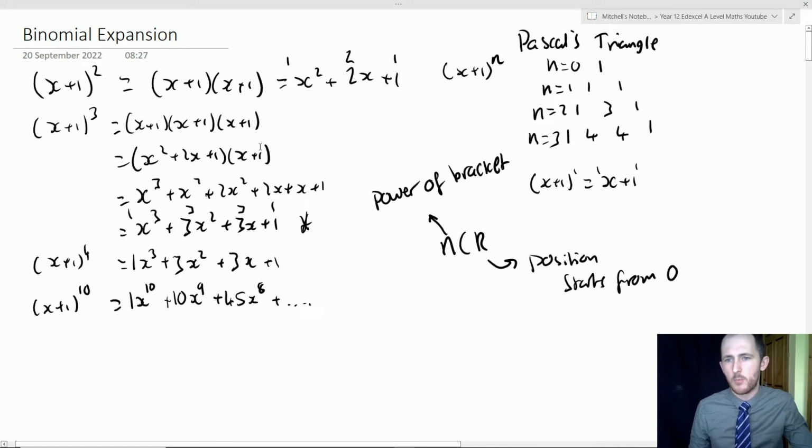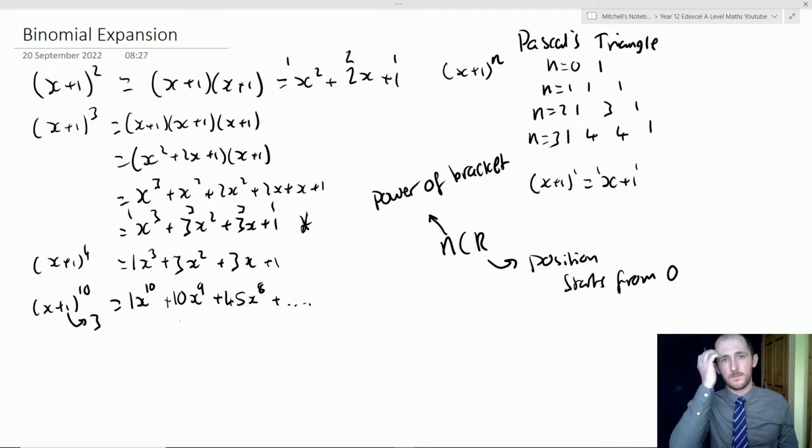Instead of having to expand more and more brackets, or instead of having to use Pascal's Triangle, I can just use the NCR button. Now, there is a small caveat. Okay, it's not just this simple. What if this wasn't a 1, but instead was a 3? This is where things get more interesting. Okay, let's say we're doing x plus 3 to the power of 10.